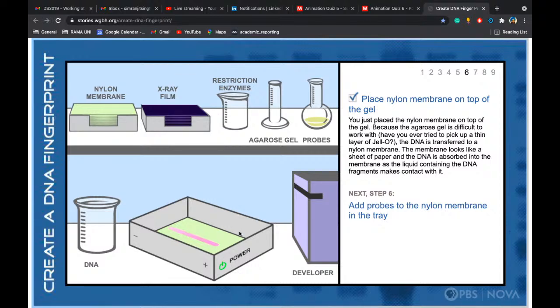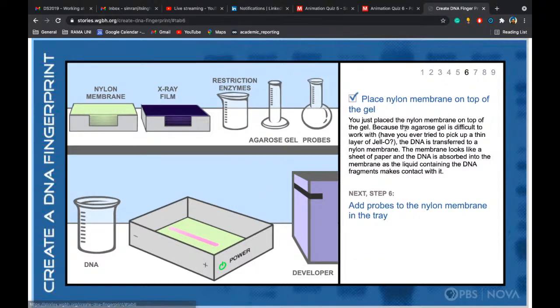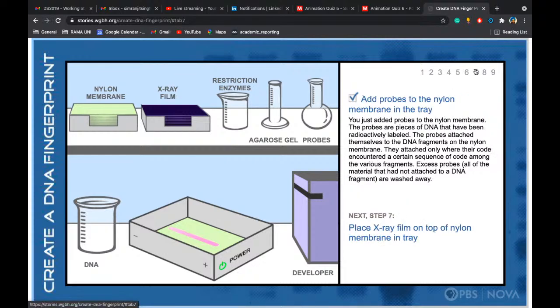Now add probes to the nylon membrane in the tray. So we have added these DNA probes to the nylon membrane.